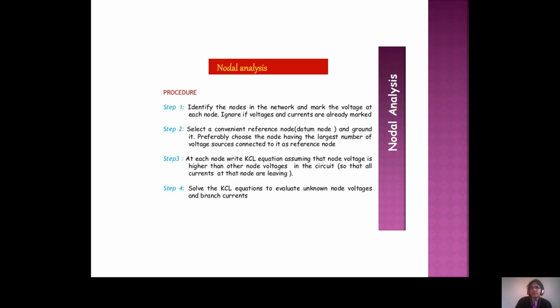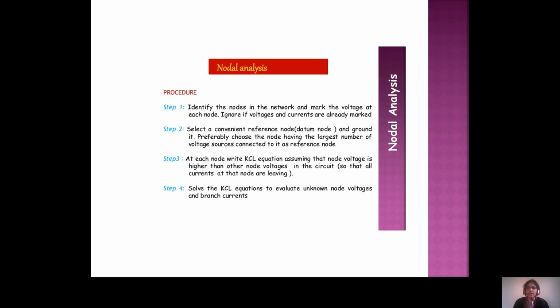Select a convenient reference node and ground it. Preferably, choose the node having the largest number of voltage sources connected as the reference node. At each node, write KCL equations assuming that the node voltage is higher than the other node voltages in the circuit. Solve the KCL equations to evaluate the unknown node voltages.